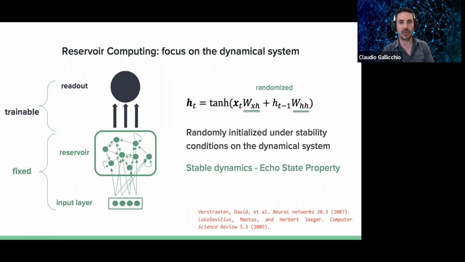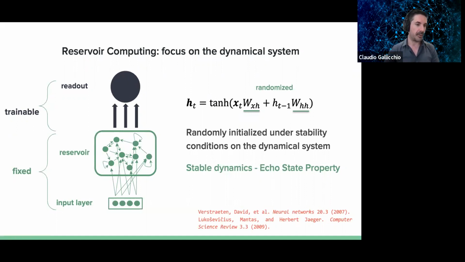This is just to introduce the aspect. Instead of doing learning in the entire architecture, what I'm doing is fixing the hidden layer, the recurrent hidden layer, under stability constraints. And I'm limiting learning only to the output part. This is what I'm saying, okay? And this is what defines reservoir computing.